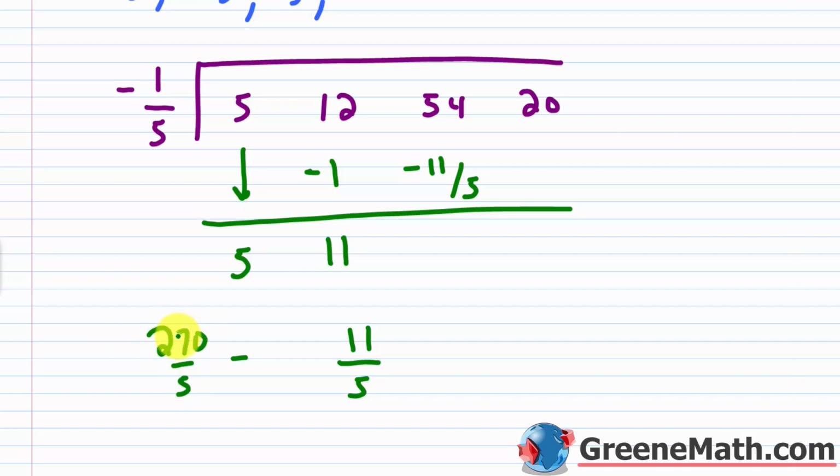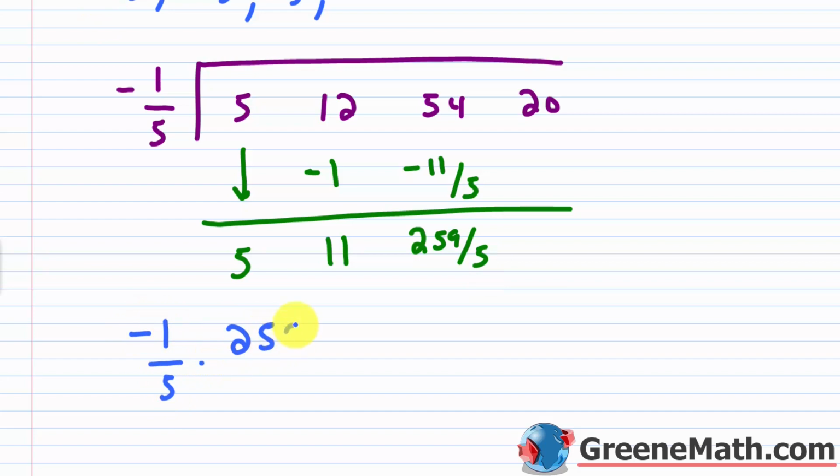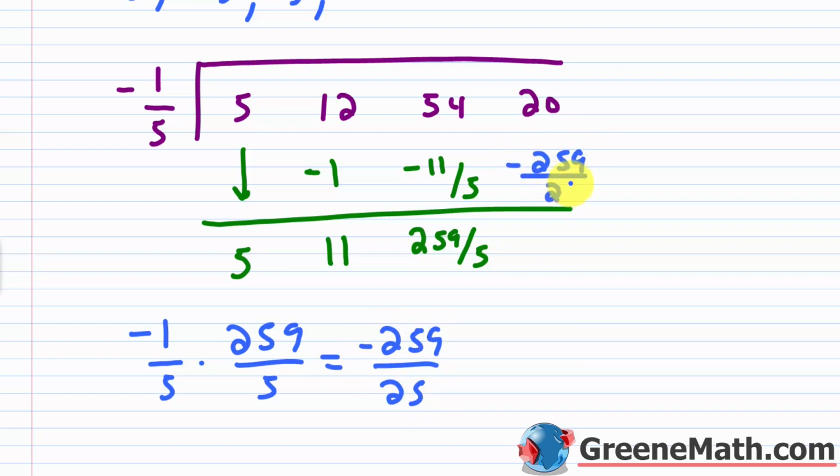Okay, so if I subtract 270 minus 11, that's 259. So this would be 259/5. Okay, so now we want to multiply -1/5 times 259/5. 5 times 5 is 25, and -1 times 259 is -259. So -259 over 25.